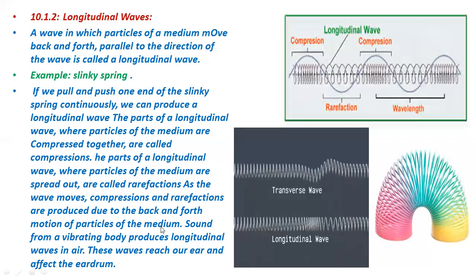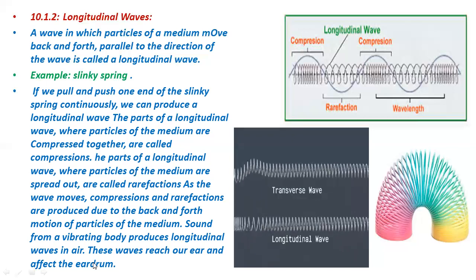Another example of a longitudinal wave is a sound wave. Sound from a vibrating body also produces longitudinal waves in air. These waves reach our ear and produce vibration in our eardrum. You know that there is a membrane in our ear which is called the eardrum. When these vibrations reach our ear, they produce vibration in our eardrum, and then we are able to hear the sound. So examples of longitudinal waves are the slinky spring and also sound waves.